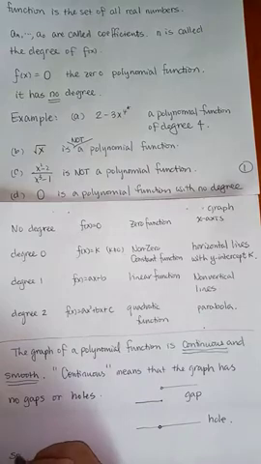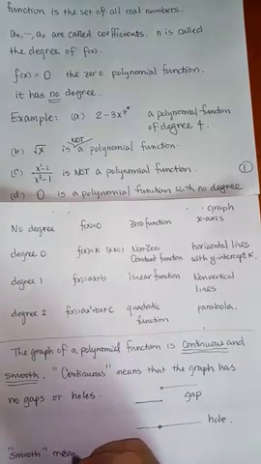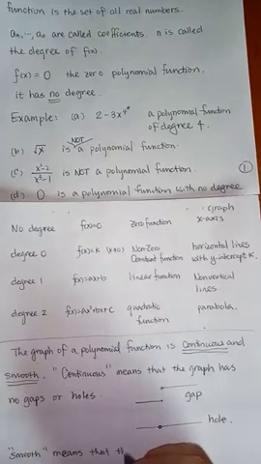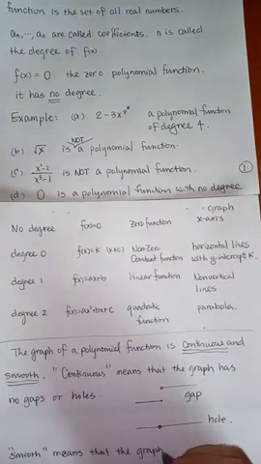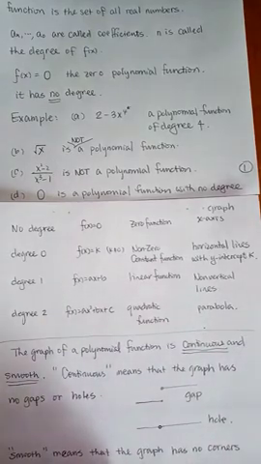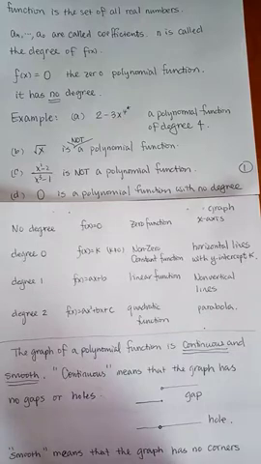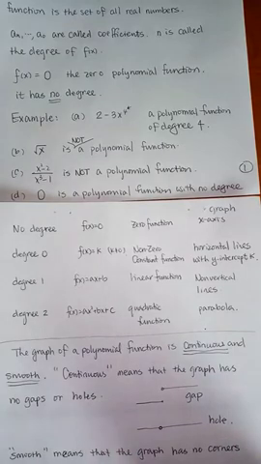Smooth means that the graph has no sharp corners or cusps. What is a corner? This is a corner. What is a cusp? This thing is called a cusp.